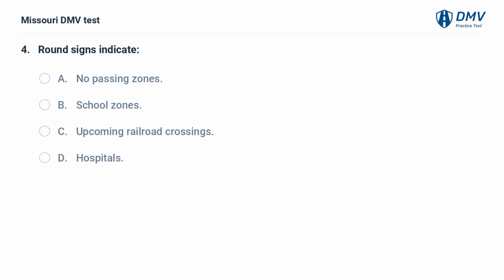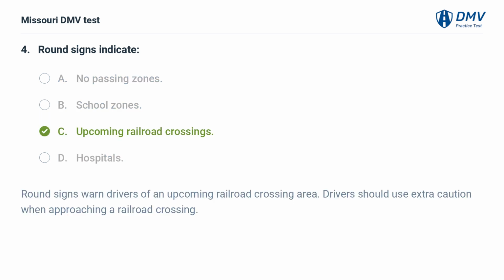Round signs indicate A. No passing zones. B. School zones. C. Upcoming railroad crossings. D. Hospitals. C. Upcoming railroad crossings. Round signs warn drivers of an upcoming railroad crossing area. Drivers should use extra caution when approaching a railroad crossing.